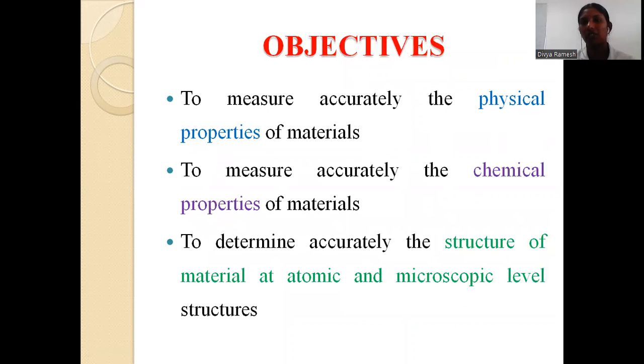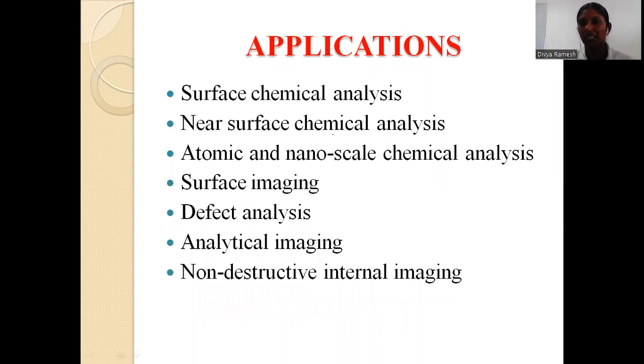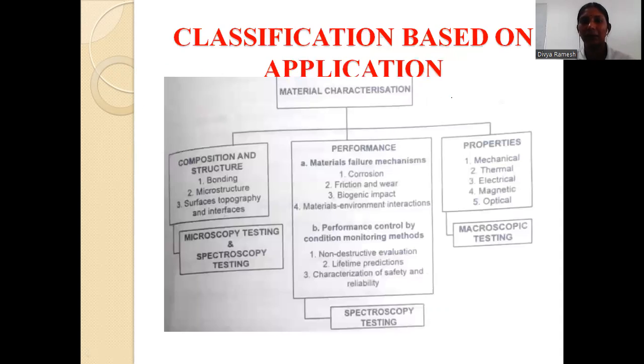So the main objective of this characterization testing is that you are going to study both the physical and chemical properties of a material, subject to any shape or size, with the help of some external equipment such as microscopes. These are the applications behind these testing methodologies. You are going to analyze your surface, defect analysis, analytical imaging, near surface and subsurface chemical analysis, etc.